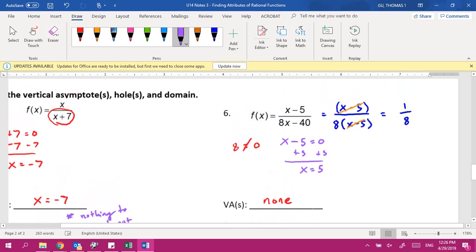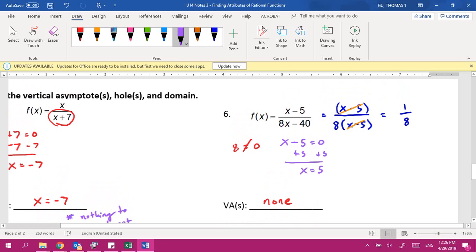You put x into the equation. Yeah, you put the x into the equation, but what is my equation? Not x minus 5 over x minus 5. What's my final equation here? No, the final equation here is 1 over 8. You simplify, you reduce, and you end up with 1 over 8.